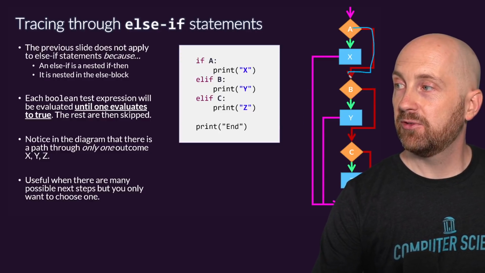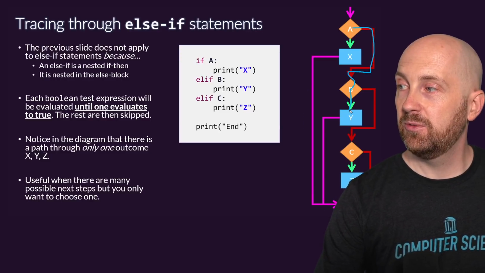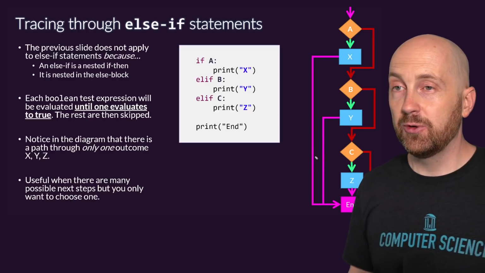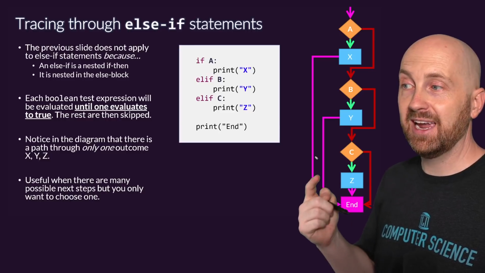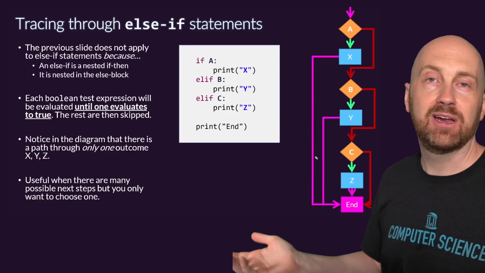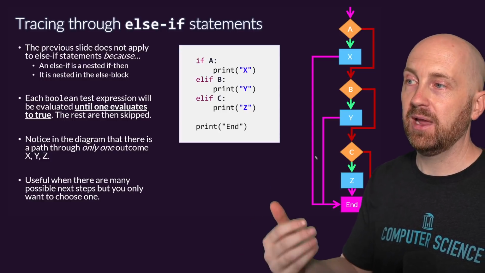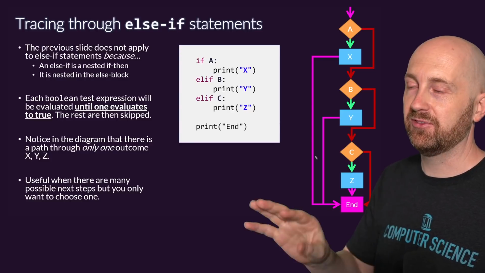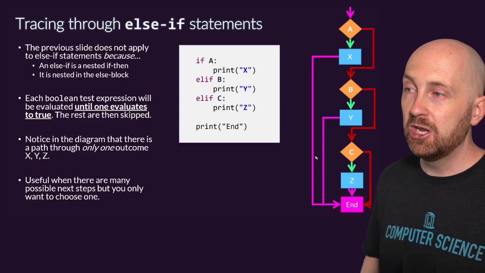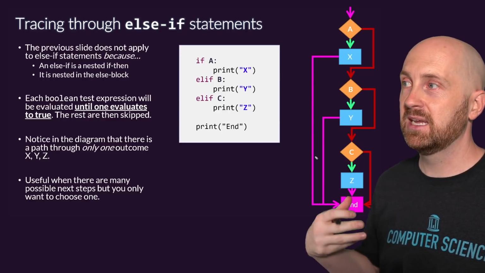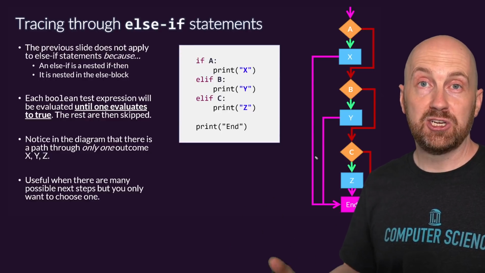Similarly, if A was false, we would test if B is true. And if B was true, we would go to Y, print out Y, and then go to the end. So in this case, there's only one of X, Y, or Z that would print. And since there's no else condition here, there's no guarantee that any of these three would. If one of A, B, or C was true, we would be guaranteed that only one of these three print statements would be evaluated.